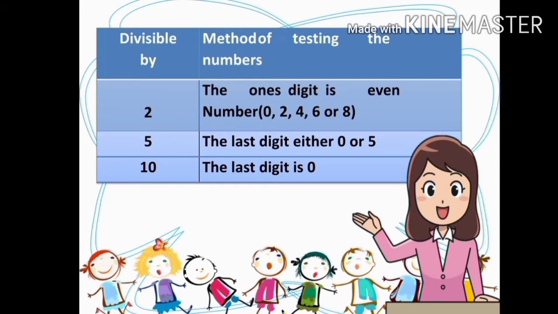To find if it is divisible by 2, the ones digit of that number should be an even number. The ones digit should be even, meaning it should end in 0, 2, 4, 6, or 8. And when we are trying to find if a number is divisible by 5, the rule is the last digit is either 0 or 5. When the last digit is 0 or 5, it is divisible by 5. Next, how to find if it is divisible by 10? Simple, if the last digit is 0.